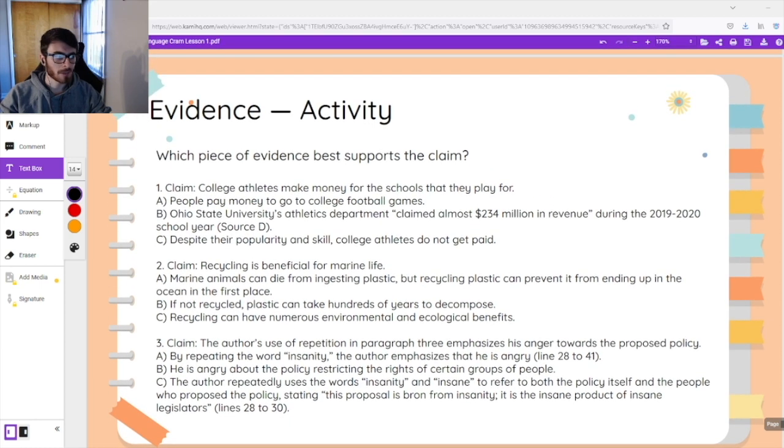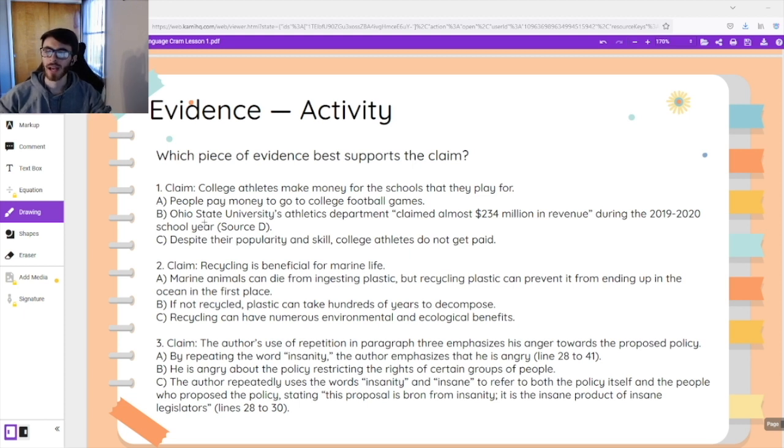Let's do an activity here. We did an activity earlier with thesis statements, right? Which was the best thesis statement. Now let's try to identify which piece of evidence best supports the claim. So for each of these, we have a claim. We have 3 options. Let's see which one works the best here. So let's take a look at question 1.